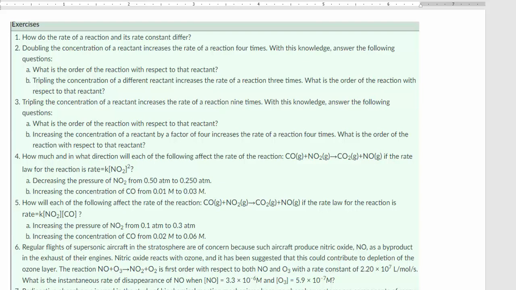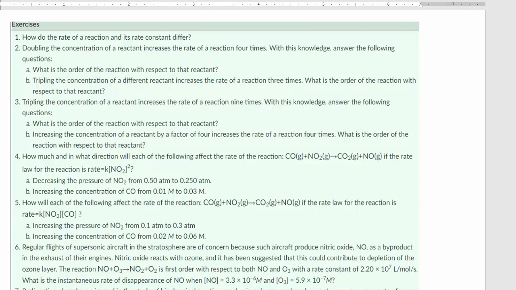Number 1, how do the rate of a reaction and its rate constant differ? The rate of the reaction is the change in concentration of reactant over the change in time. The rate constant is going to be the same for the reaction regardless of the instant in time. The rate of the reaction can change, for example, as the reactants are used up, the rate of the reaction is expected to slow down.